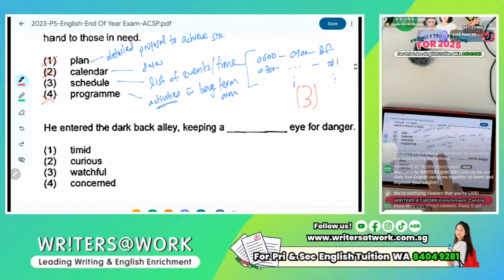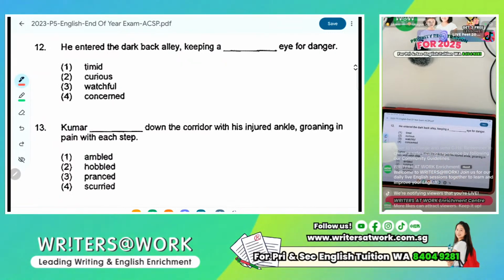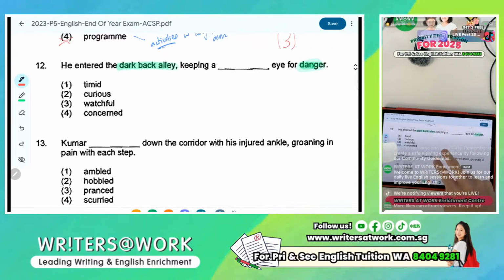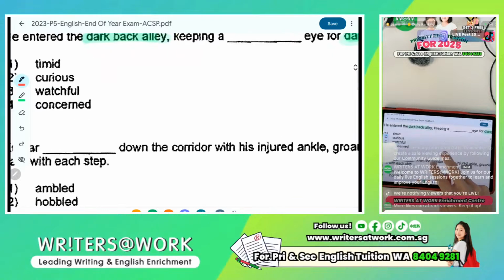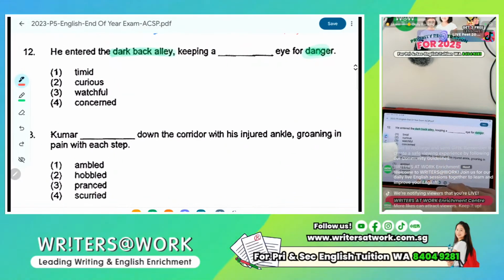Moving on, let's take a look at question 12. He entered the dark black alley, keeping a dash eye for danger. So we're interested in two things here. Dark alley, that means it could be dangerous. Then we also have danger. So he wants to avoid this kind of danger. Okay. Yes, for question 11 is option 3. Good job, Zing Zan Zom and Mian Bao.